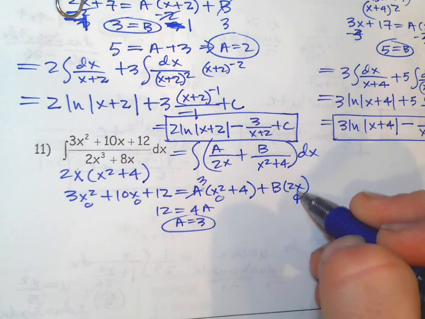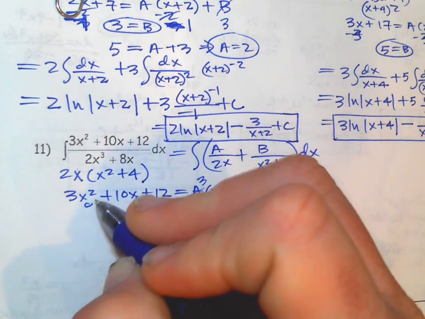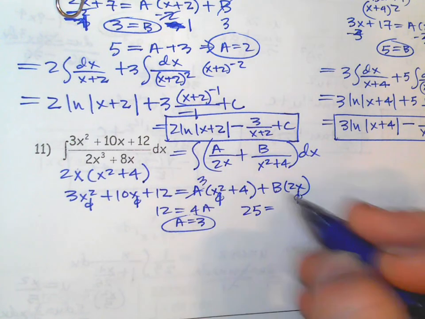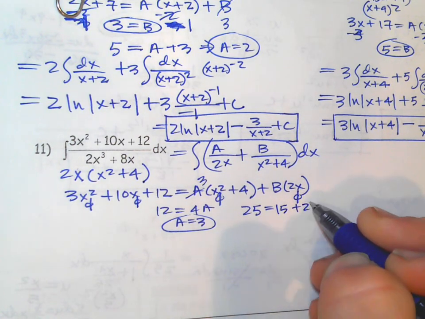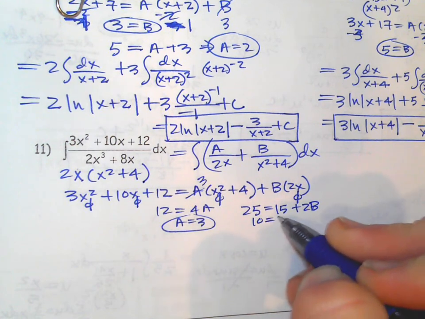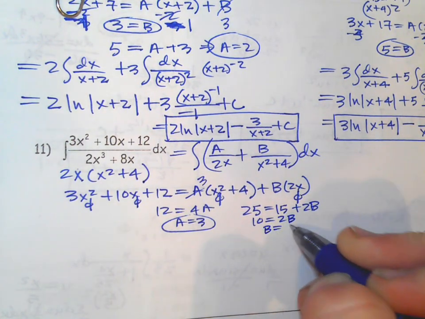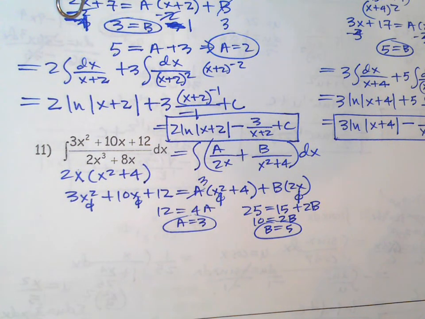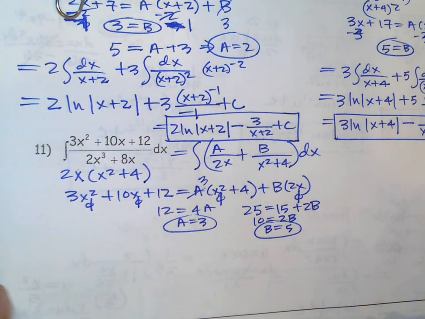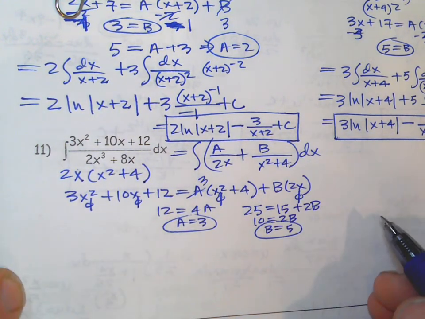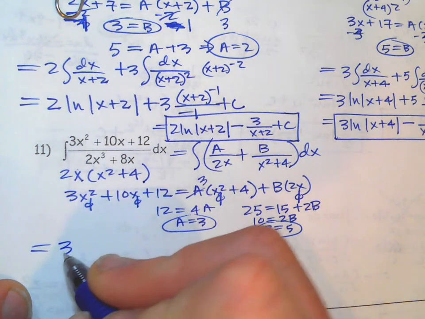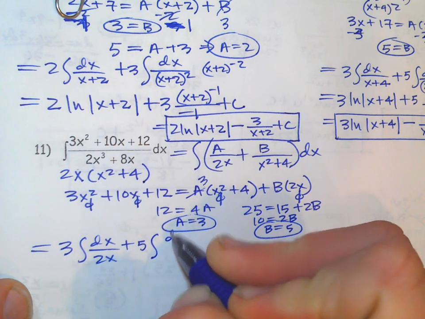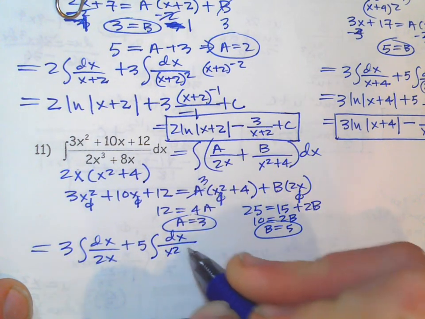I'm going to plug 1 in everywhere. If I do that, I get 25 equals 5 times 15 plus 2b. So it's going to be 10 equals 2b, so b equals 5. So we couldn't totally do the Heaviside approach for all of it. We had to find a first, and then use the value of a to help you find b. So we rewrite this: 3 dx over 2x plus 5 dx over x squared plus 4.